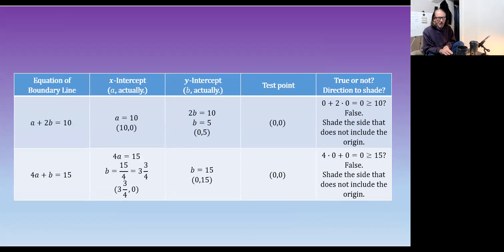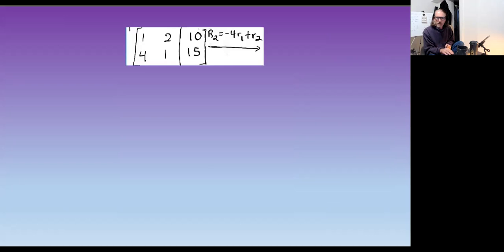Remember, over here on the left side in the table, those are our equations of the boundary lines. I'm going to take those coefficients, 1, 2, and 10, and then 4, 1, and 15, and put them in an augmented matrix. I've already got a 1 in the upper left-hand corner there. So I'm going to multiply everything in row 1 by -4 and add it to row 2.